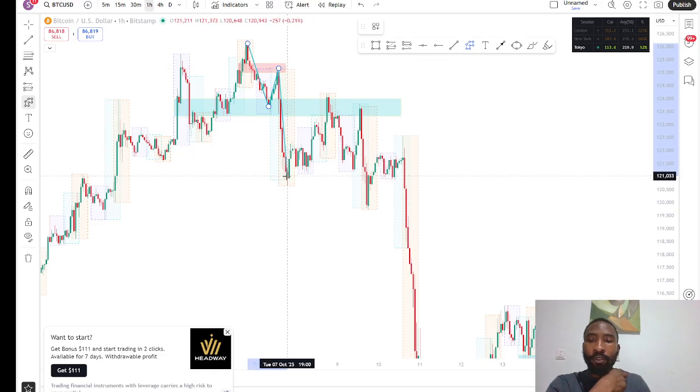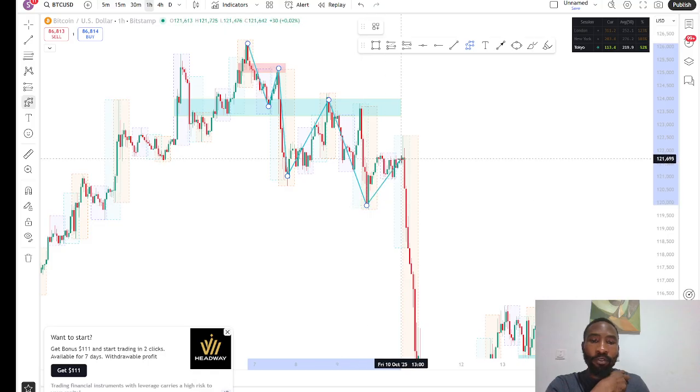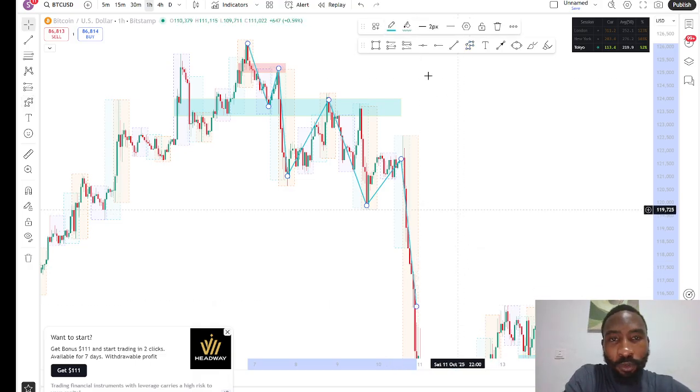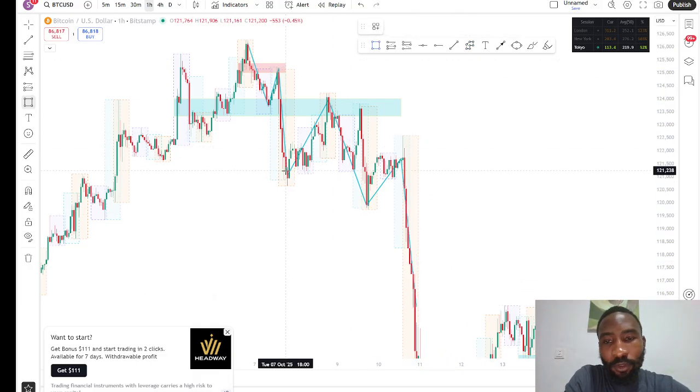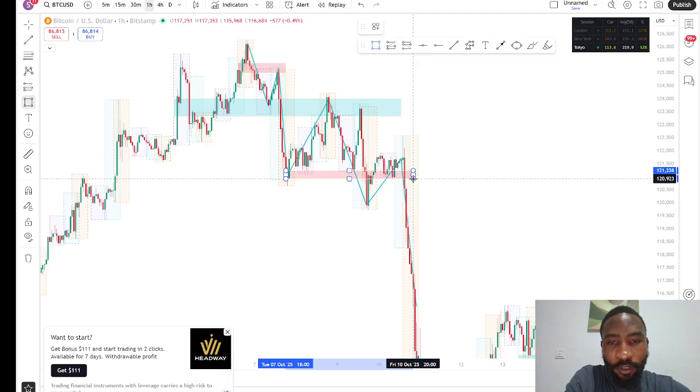Then we have a push to create a new lower low. Then we have a new lower high. Then now we have a new lower low. Then we now have a new lower high. Then before the markets push all the way down, I'm also going to use this area, this is also an area of interest.